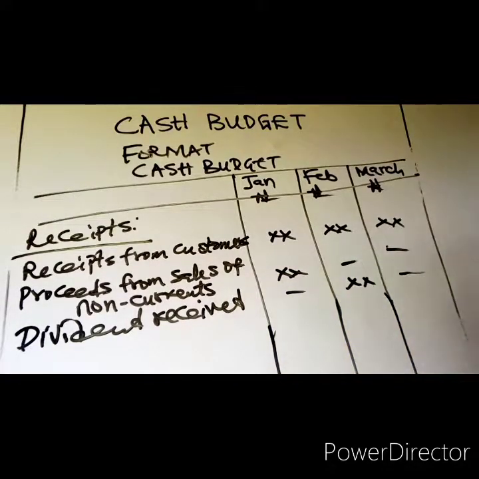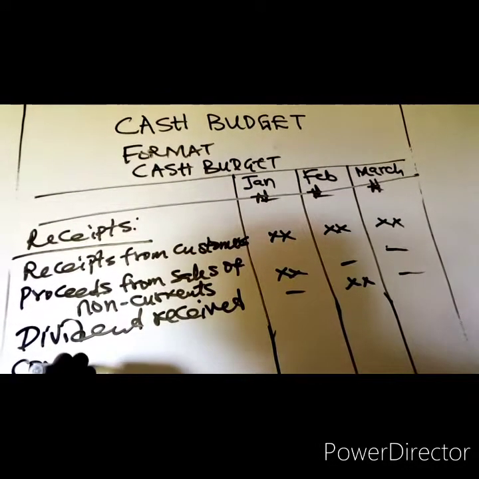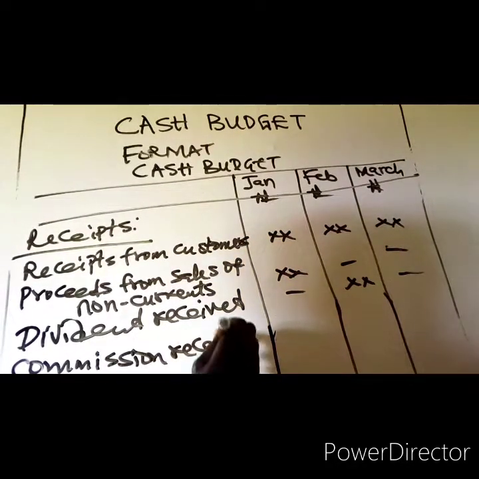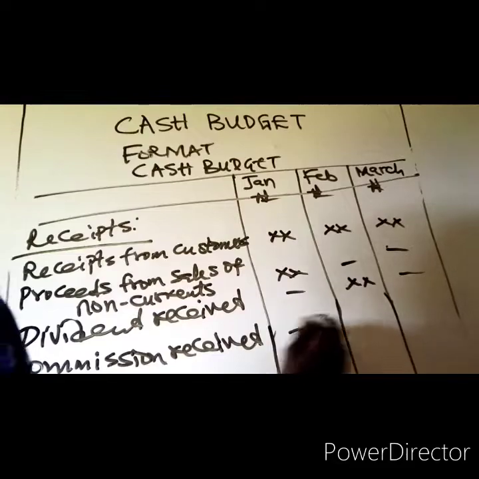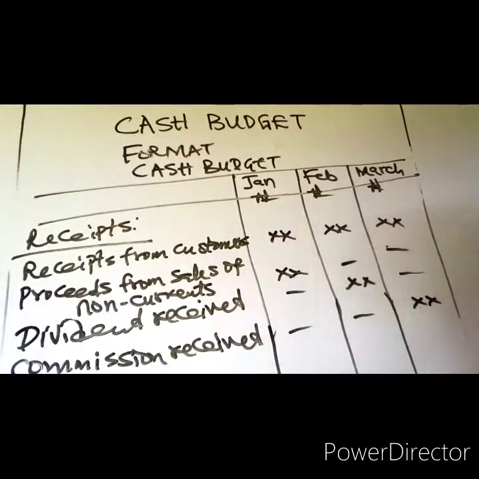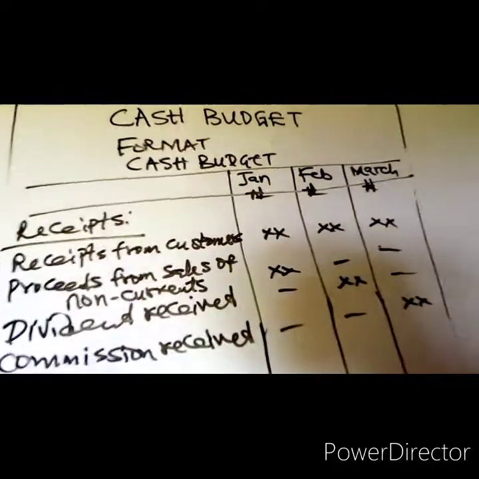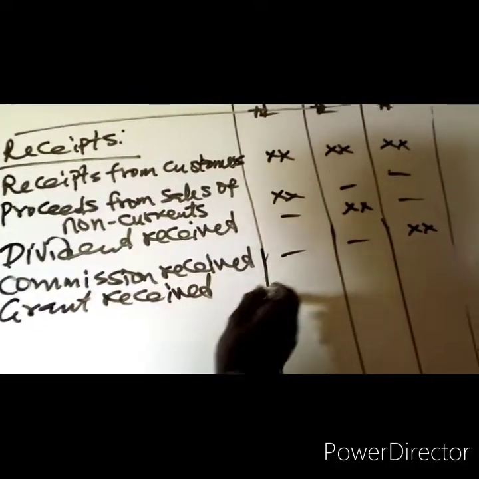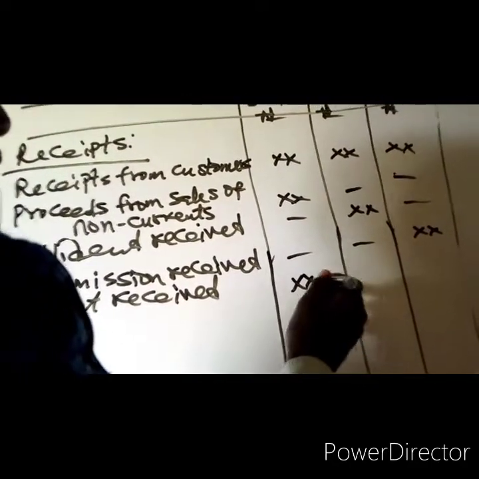Then commission received. Commission received. I want to assume the commission were received in the month of March. Then grants received. Grants received. Let's assume the grant is received in January.